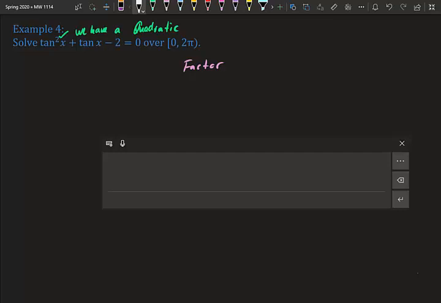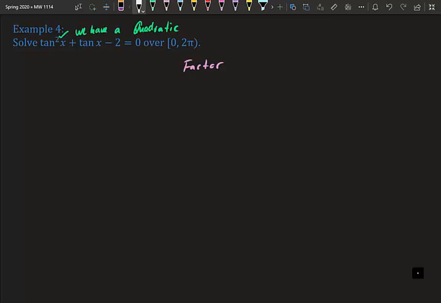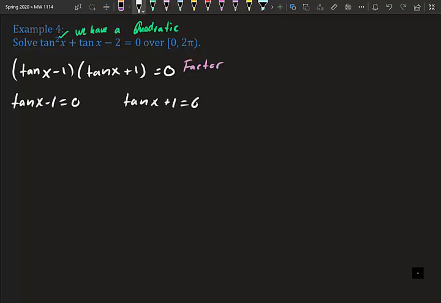Different signs because that's a negative. So 2 times 1 equals 1. So we have tangent x minus 1, tangent x plus 1 equals 0. So we have tangent x minus 1 equals 0, tangent x plus 1 equals 0. Let's keep solving. We have tangent x equals 1, tangent x equals negative 1.